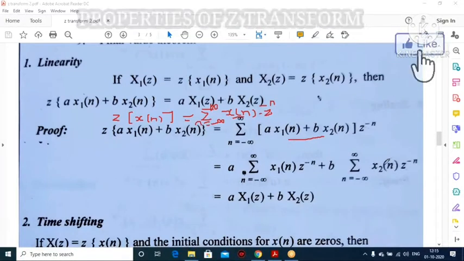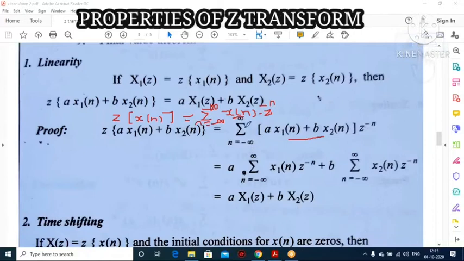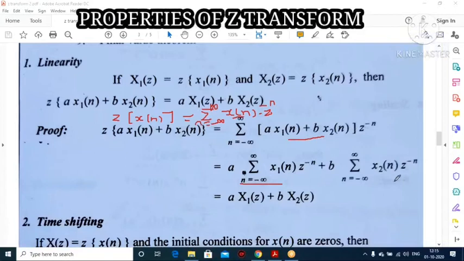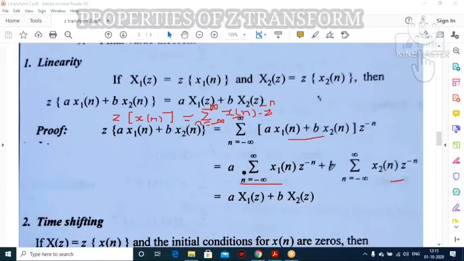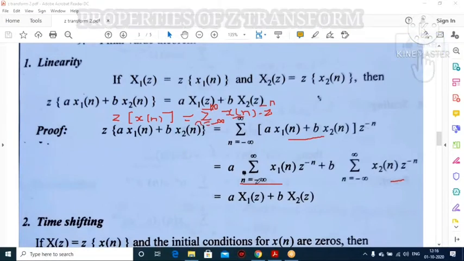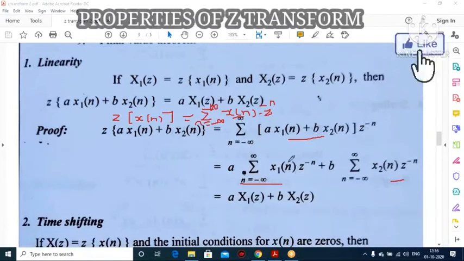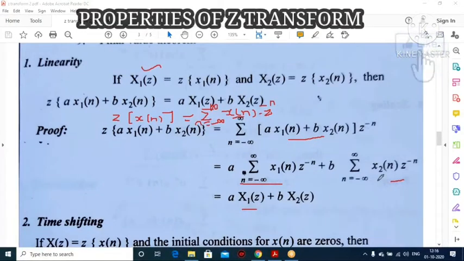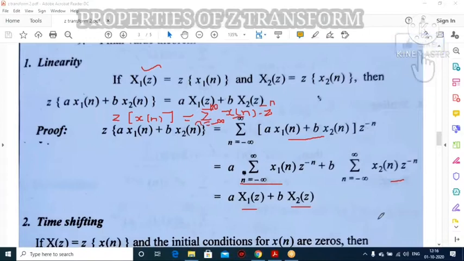So I split the summation into two terms. Summation from n equals minus infinity to infinity of a x1(n) z power minus n is the first term, and the second term is b x2(n) z power minus n. Here a and b are constants, so I bring them outside the summation. Now look at the summation: a times the summation is nothing but the Z transform of x1(n), which is X1(z), so I substitute X1(z). Similarly the Z transform of x2(n) is X2(z), so I substitute X2(z).